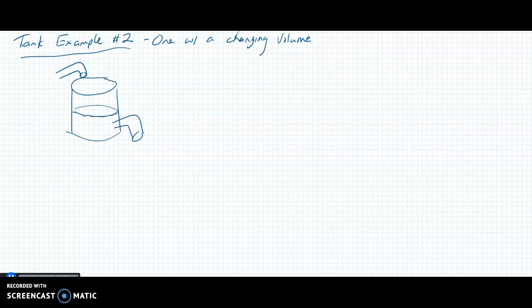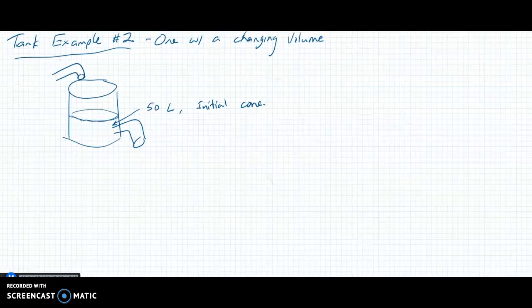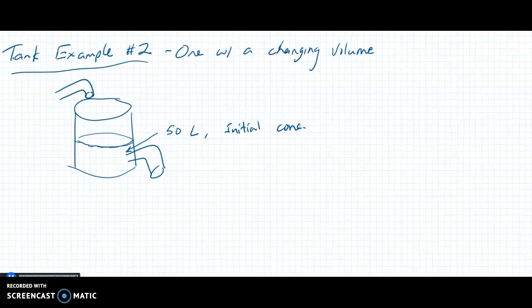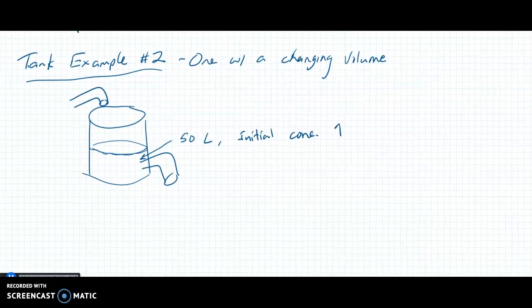A little water there. I'm going to say that this thing starts with 50 liters in it. And initially, the concentration is 1 gram per liter. All right, so then what I have flowing out is 4 liters per minute.